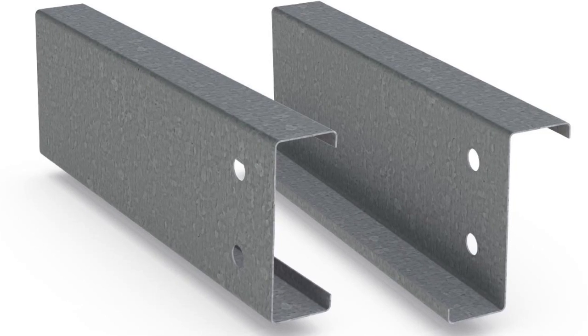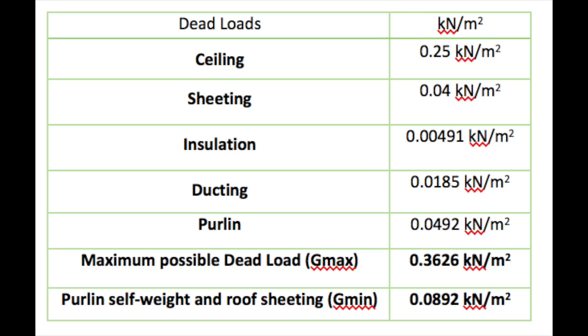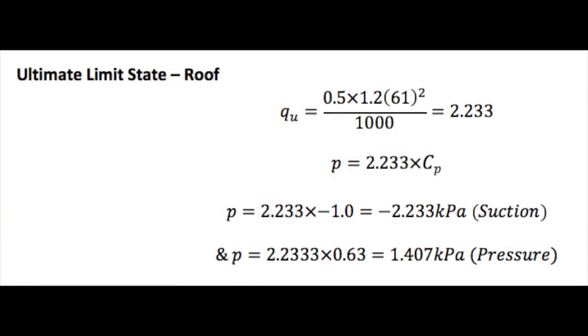Purlins were designed to accommodate for the dead loads, live loads and wind loads acting on the structure. Firstly, the dead loads for the roof cladding, insulation, ducting, suspended ceiling and self-weight of the purlin were determined and combined to find the minimum and maximum dead loads. Secondly, the live load was determined using the formula Q equals 1.8 over A plus 0.12 as provided in table 3.2 of AS 1170.1. Thirdly, the wind load was determined using the pressure coefficients for ultimate limit state.